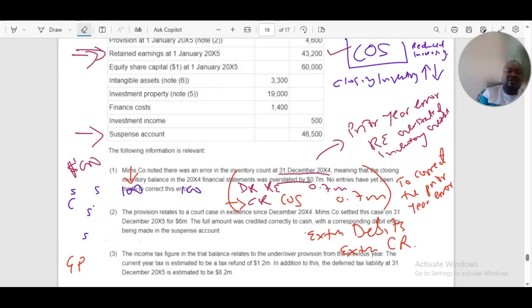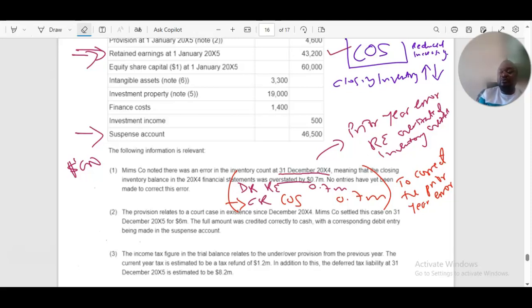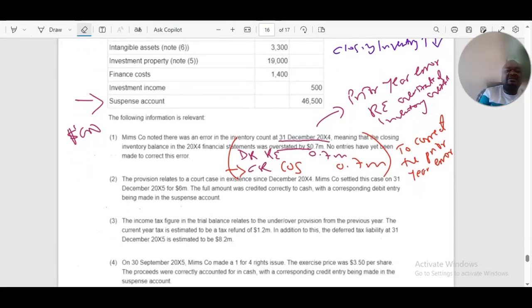Are we together? So if you write all those critical points on a scratch pad, the examiner is not going to see your answer, and you'll be wasting much of your time. Good. Let us now look at note number 2. Let us look at note 2.